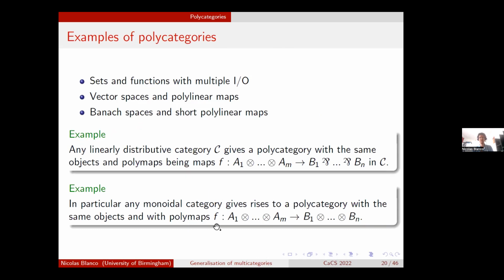But more generally, like for vector spaces, for any model category, I can define a polycategory. So a polymap goes from the tensor of the inputs into the tensor of the outputs. Or more generally, if you know about linearly distributive categories or star-autonomous categories, where you now have two monoidal structures, this gives a notion of polycategories, where you go from the tensor product of the inputs into the power of the outputs, or polymaps.